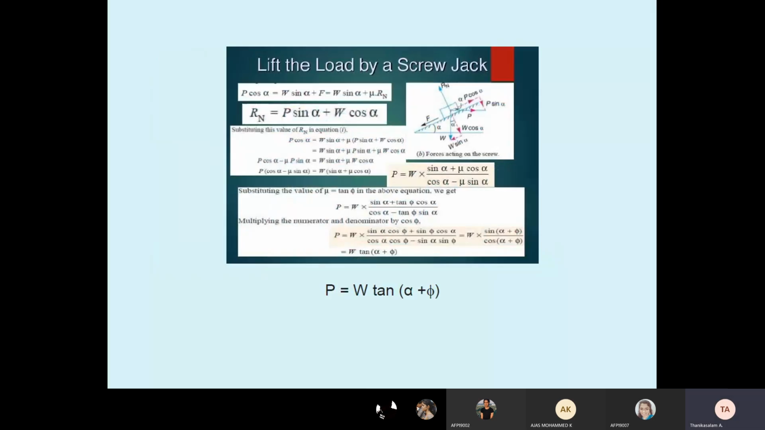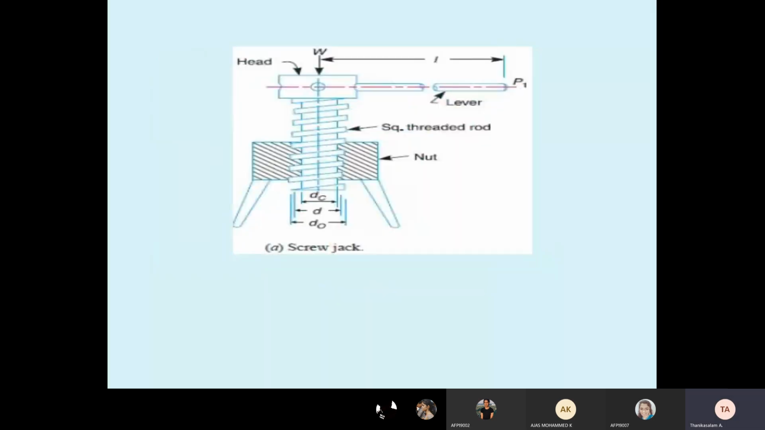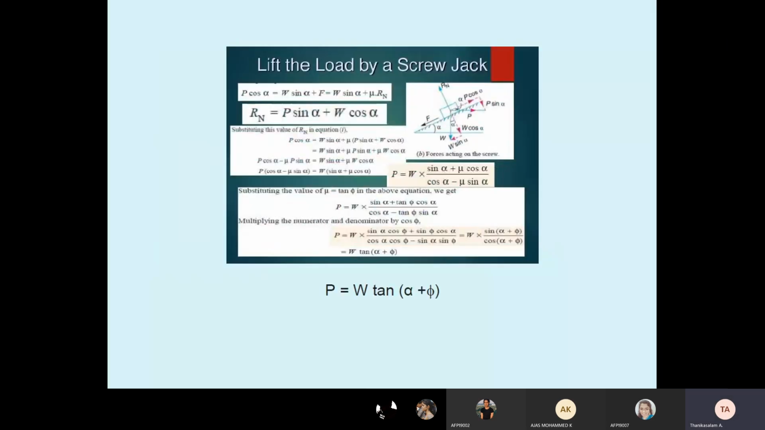Okay. Now we are lifting. Students, suppose we want to lift the object. What is the force required? See here, lift of the load by screw jack. After derivation, the final equation is P equals W into tan of alpha plus phi. See, phi means angle of friction. Students, phi means angle of friction. Alpha equals helix angle. So you remember this formula. P equals W, where W means weight of the body, times tan of alpha plus phi. Alpha means helix angle.